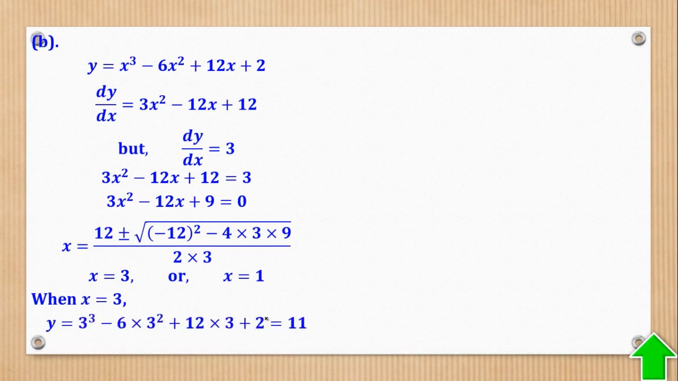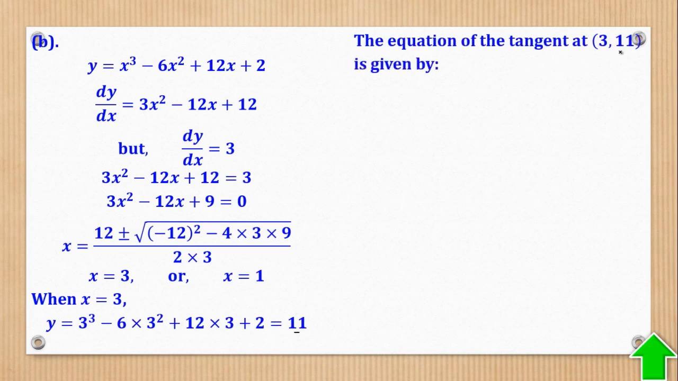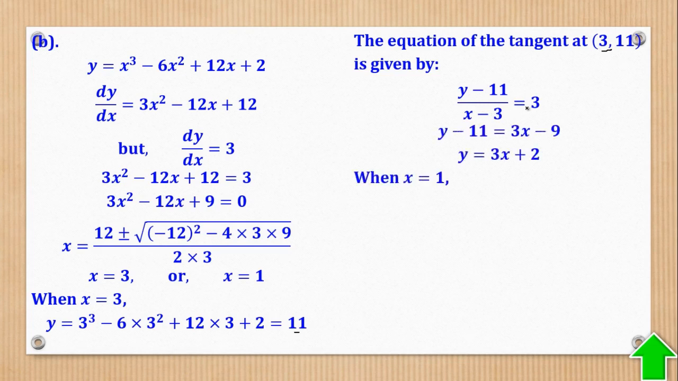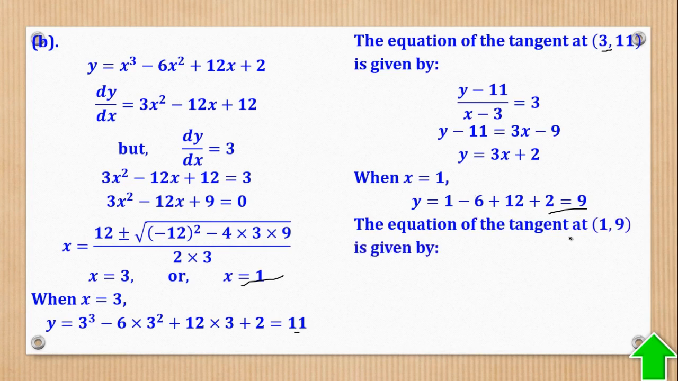When x is 3, y is 11. Therefore, the equation of the tangent at this point will be given by change in y over change in x equal to 3. Cross multiply and rearrange. Then when x is equal to 1, y will be 9. Therefore, the equation of the tangent at this point will be given by change in y over change in x equal to 3. Cross multiply and rearrange. And that's what they wanted.